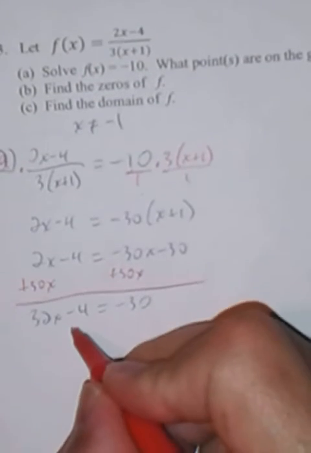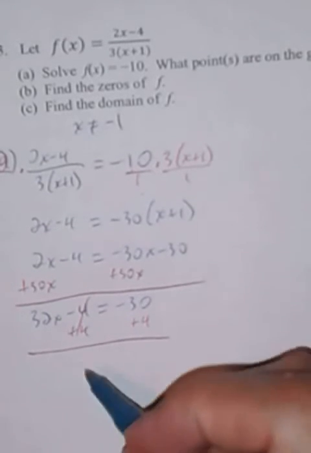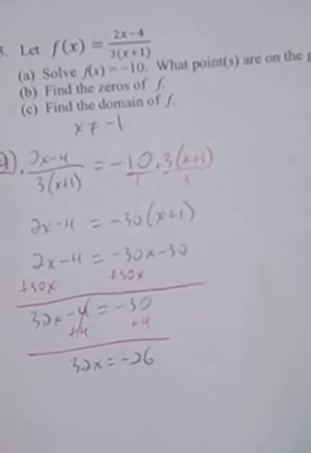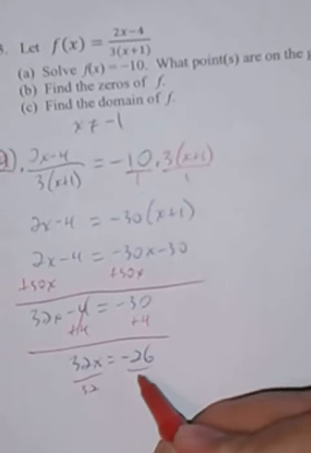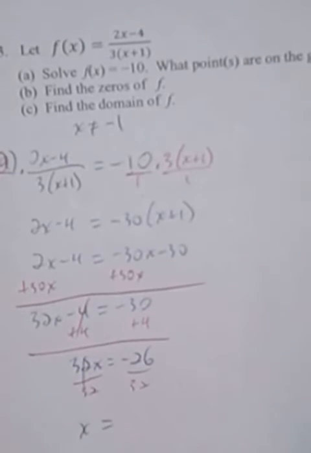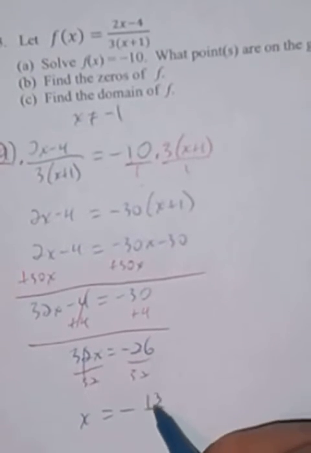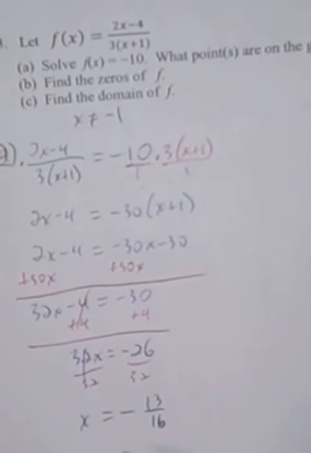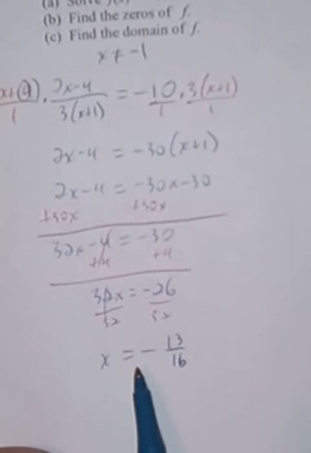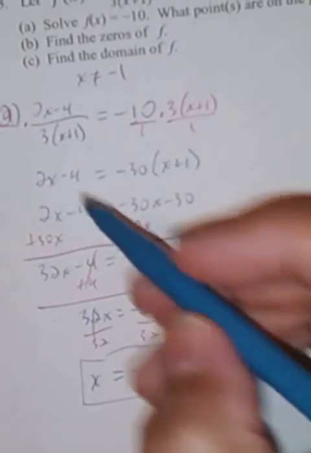I will add 4. Notice my target is that minus 4 to cancel that. So I have 32x equals negative 26. Divide by 32. And notice that gives me x equals negative 26 over 32. But if I reduce by 2, I get 13 over 16. Okay. So that does not contradict my domain, right? So if I did everything right, that should be my answer for A.